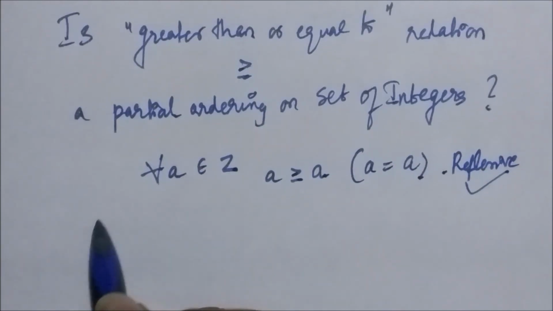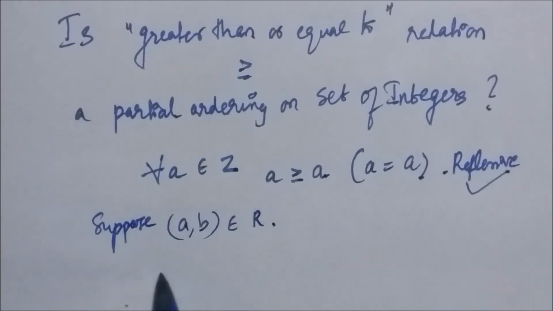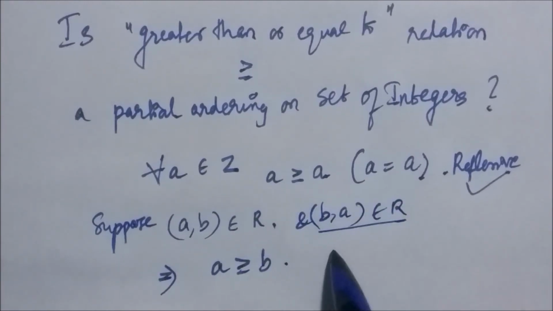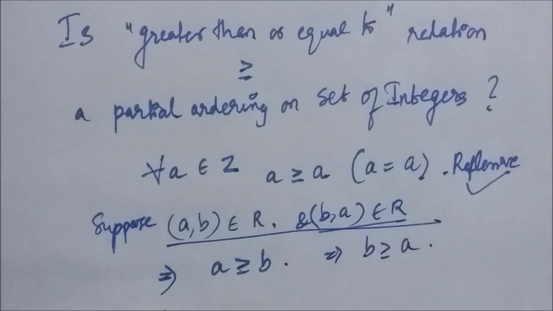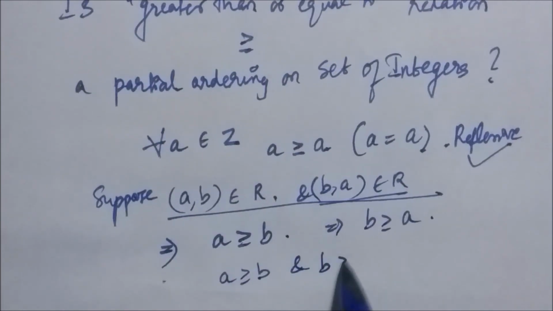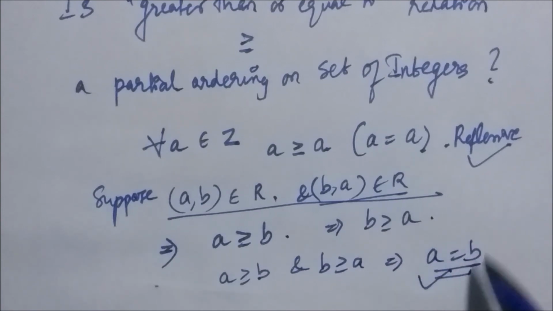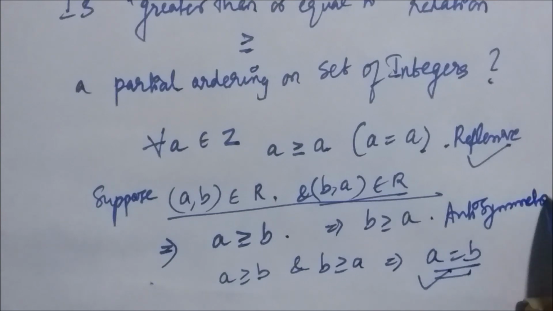Now suppose that (a, b) belongs to the relation R, meaning that a is at least b. And suppose also that (b, a) is in the relation, implying that b is at least a. So when we suppose (a, b) belongs to R and (b, a) belongs to R, we get that a is at least b and b is at least a, which implies that a equals b. And that's the definition of an antisymmetric relation itself, right? Hence the relation is antisymmetric.